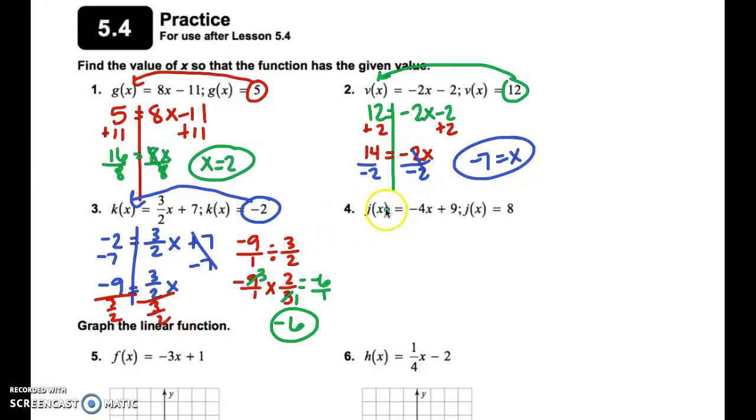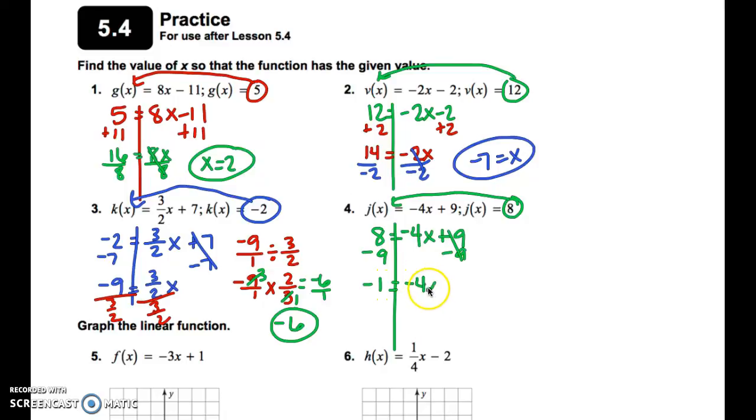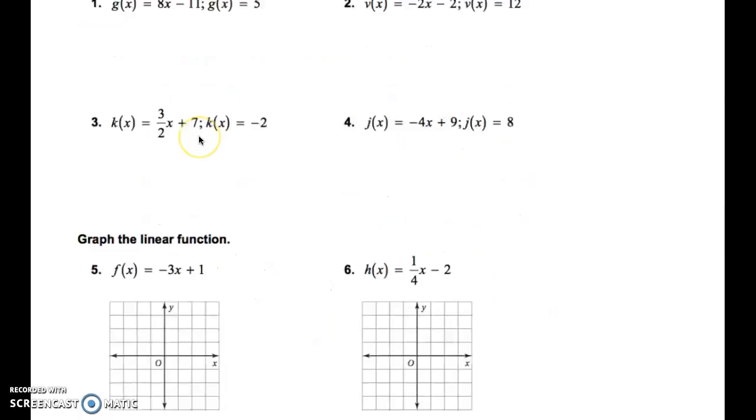Okay, and then number 4, j of x equals negative 4x plus 9, and j of x equals 8. So I'm just going to take that and plug it in. So 8 equals negative 4x plus 9. And then solve it. So we subtract 9 first of all. We get negative 1 equals negative 4x. Divide by negative 4, divide by negative 4. Now, I see I have a fraction. It can't be simplified, but what I can do, 2 negatives would make it a positive. So x is a positive 1/4. So this is function notation. When they tell you what the function equals, you just have to plug it in, and it is as simple as that. Now the next couple, we're going to graph them.